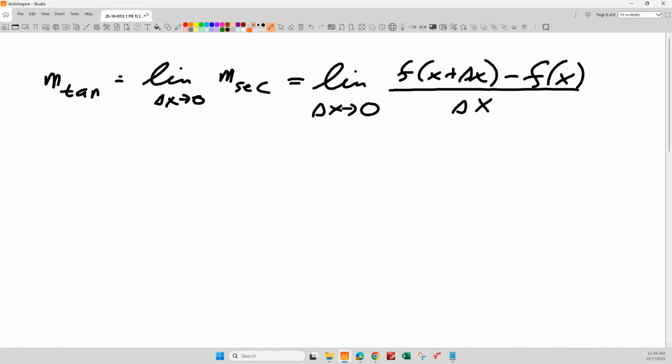If I try to evaluate that expression directly, what do I get? 0 over 0. Is that a shocker? Didn't you know it was going to be that way? It's indeterminate, right? Which means we have to do some more work. We have to do some algebra to figure this out, okay?